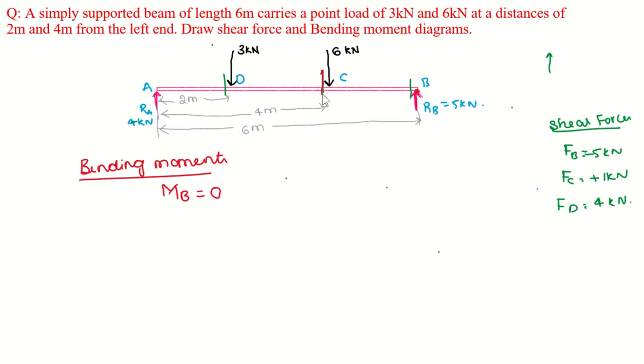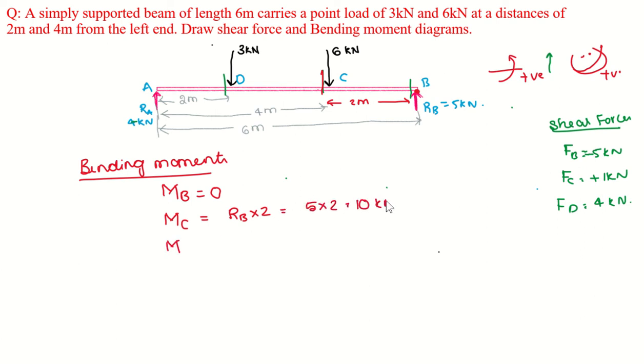If I shift my section here, I have to find the bending moment at C, which is the algebraic sum of moments up to C. So we have RB multiplied by this distance, which is 2 meters. RB into 2. In this way it is turning, so this is an anti-clockwise moment, positive, or simply it is causing the beam to turn like this, smiling, sagging, positive bending moment. So this is positive, and MC is 5 into 2, that is 10 kilonewton meter.